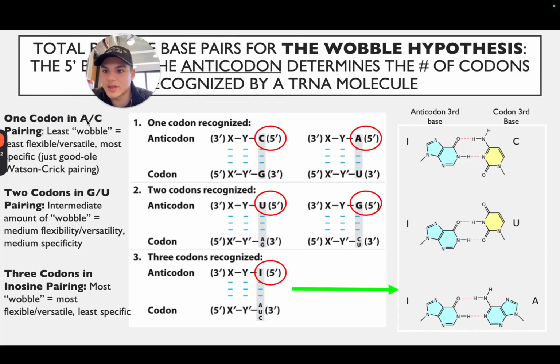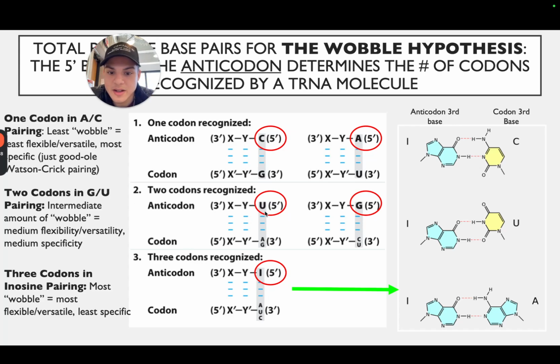So for the first one, codon in A or C pairing. Base pair number 1 on the anticodon pairs with base pair number 3 on the codon. Here we have a C or an A, and that just means that it's the least wobble, meaning that it's the least flexible, versatile, and most specific. And so this is just Watson-Crick base pairing, so C with G, A with U. Now, if there are 2 codons, meaning that in the G, there are 2 possible codons in the GU pairing. So if you have a U or a G, there are 2 possible things that can fit inside of it. And so this is like an intermediate amount of wobble.